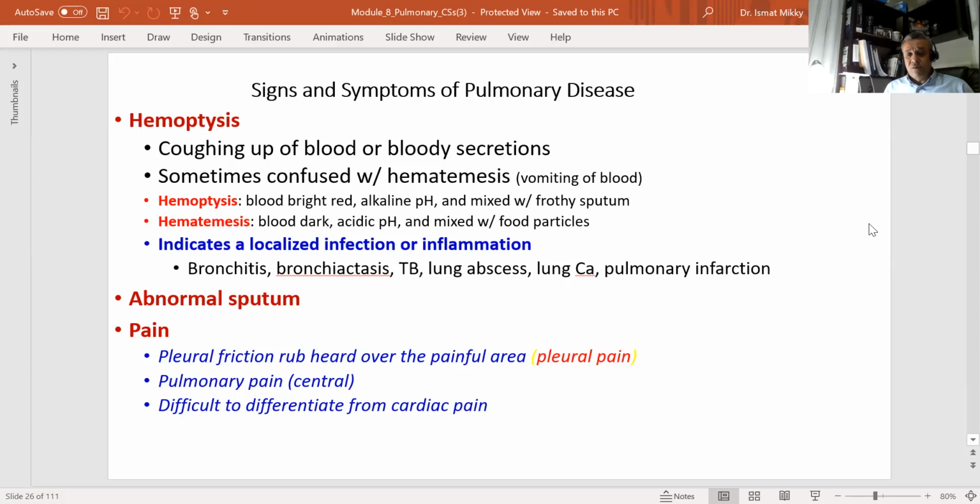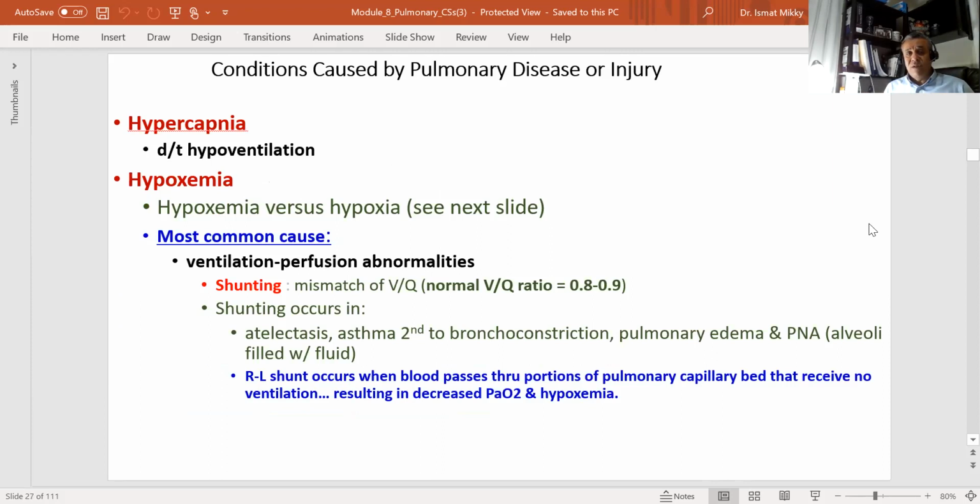Other symptoms: abnormal sputum, for example in patients with pulmonary TB, we test the sputum for AFB, and we will get to that. Different colors of the sputum also indicate different infections. Pain is known as one of the manifestations of pulmonary disease. Hypercapnia is due to the accumulation of CO2, which is due to hypoventilation. CO2 retention or accumulation results in hypercapnia, increased CO2 in the blood.